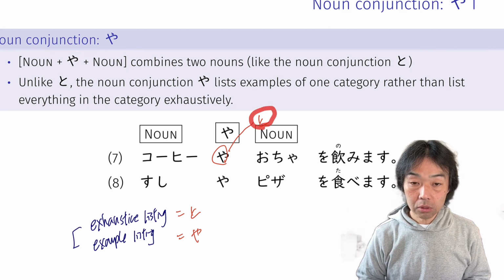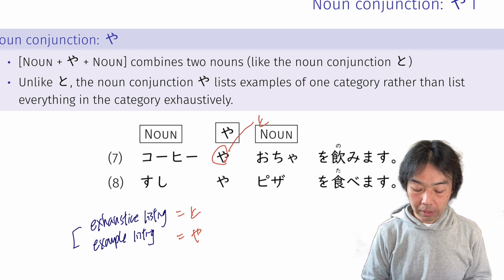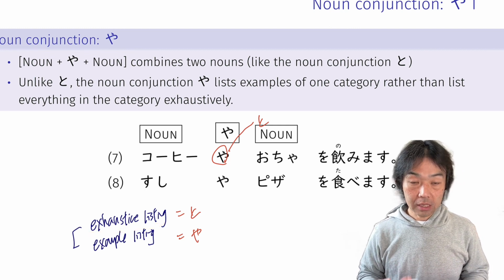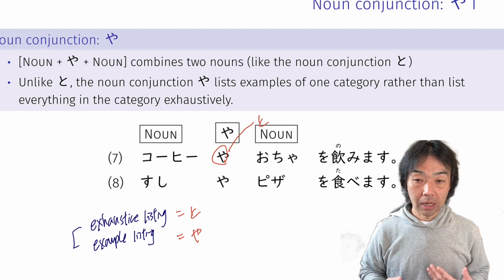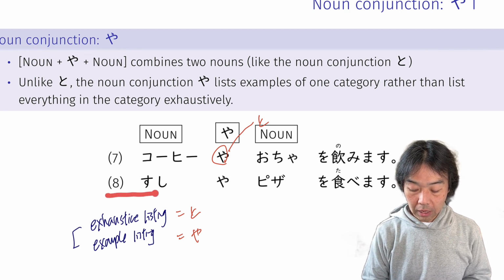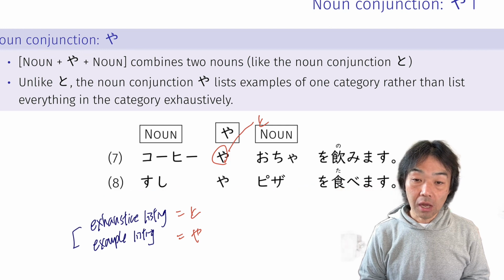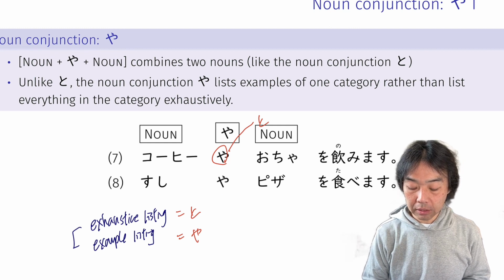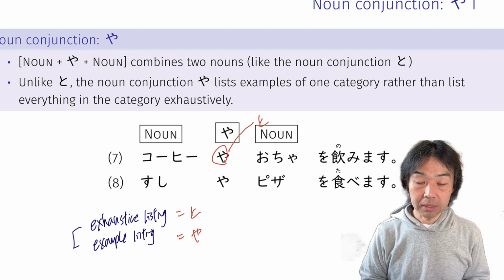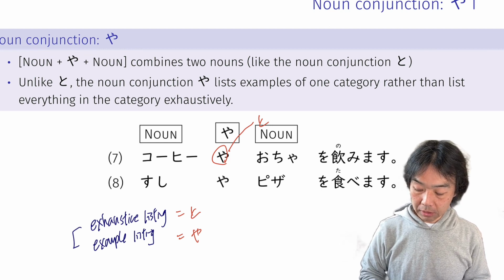On the other hand, if you use to, that's the example of exhaustive listing. So it means you drink only coffee and tea. So let's say in the morning, I drink coffee and tea. You probably don't drink anything other than those two. 寿司やピザを食べます。I eat sushi and pizza. Again, since you are using ya, you may eat more other than sushi and pizza. Okay, so let's see some examples.